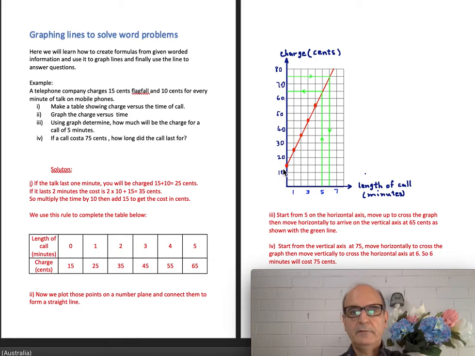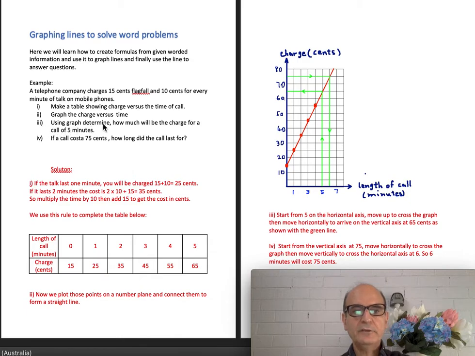And if you connect all these points together, you will get a straight line. That graph now will help you to find the charge for any length of call you make.